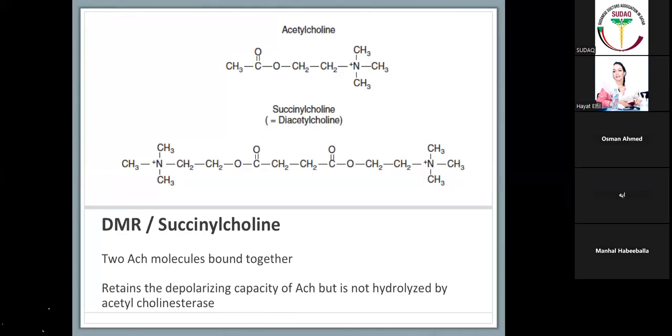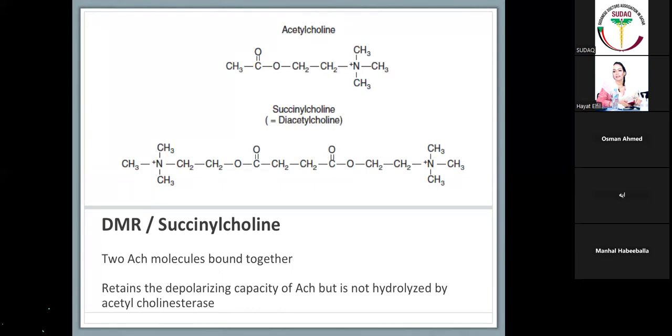Succinylcholine basically is two molecules of acetylcholine bound together, and it retains the depolarizing capacity of acetylcholine. But as we said, it's not hydrolyzed by the acetylcholinesterases. So it has to diffuse back from the neuromuscular junction to the central compartment to be degraded by plasma cholinesterases. So it will take time in the neuromuscular junction.